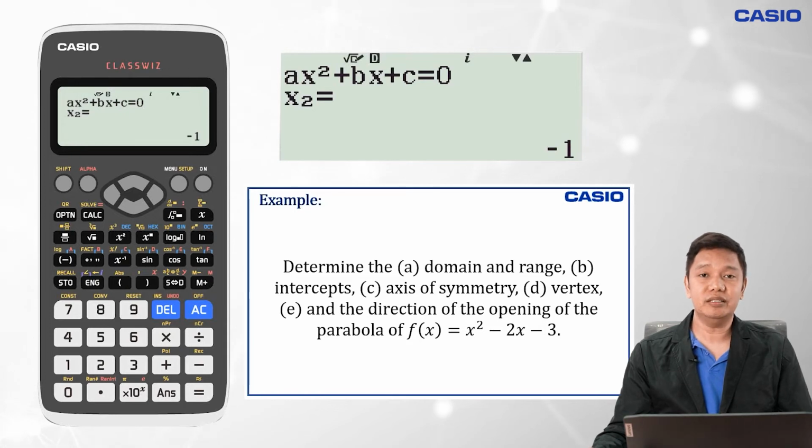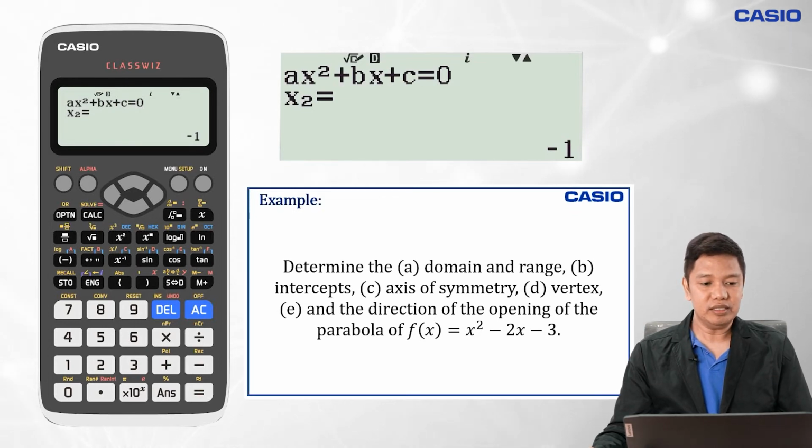We all know that the domain of any quadratic function is the set of real numbers. But for our range, we need to determine the value of the highest y-coordinate or the lowest y-coordinate depending upon the opening of the parabola.